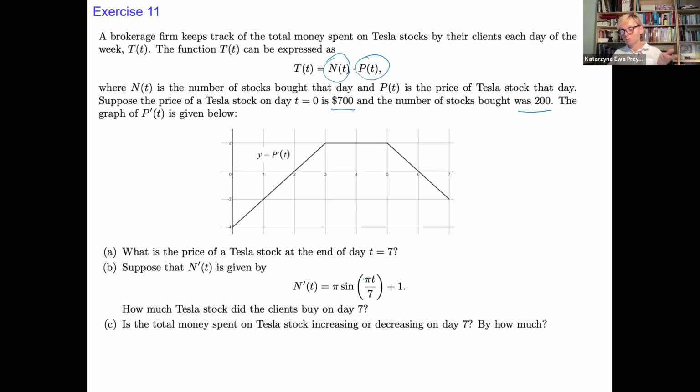Part A is asking, what is the price of a Tesla stock at the end of day 7? This is sometimes confusing, we have to include everything: the change in price between 0 and 7, and also add the price at 0. Let's see.